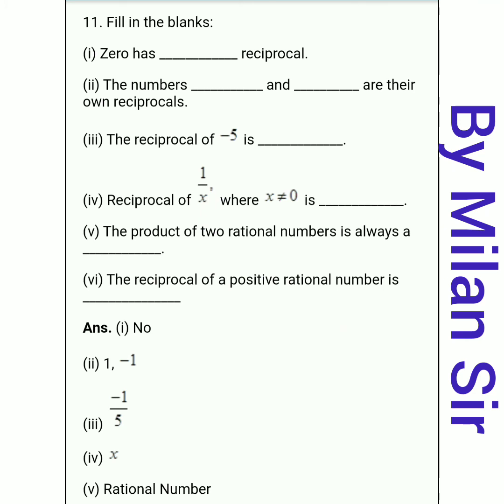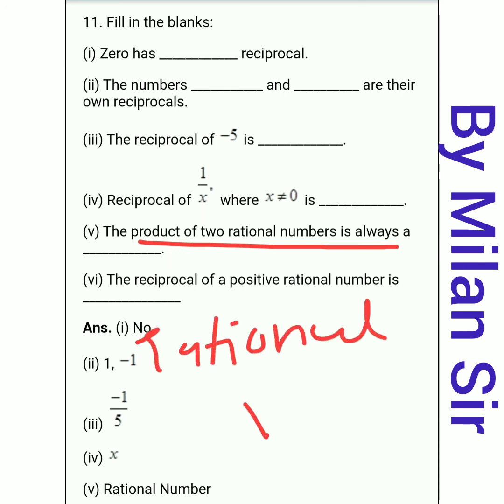Then question number 5. The product of two rational numbers is always blank. Now we learned one thing in our theory part, that is the closure property. Right? In that we learned this. That means in multiplication, if we multiply two rational numbers, then the answer is always a rational number. Right? So that property we need to use here. The product of two rational numbers is always a rational number. Closure property.